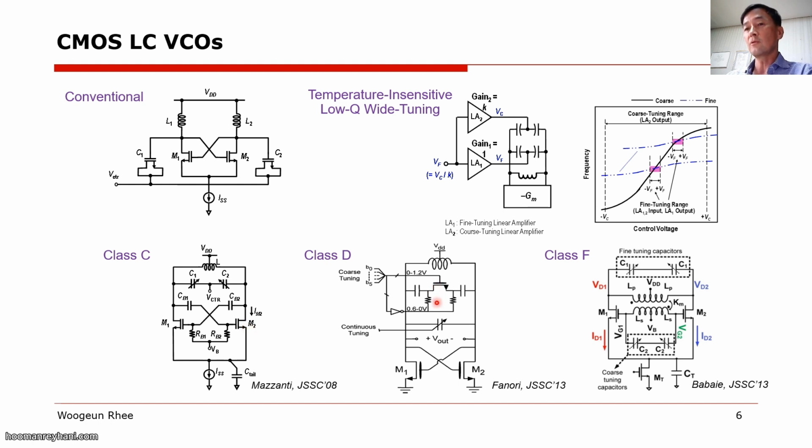And class D, as you know, the flicker noise, tail current, also bias current contribute to phase noise a lot. So we can remove these tail currents. And then also this is good for the low supply voltage design.